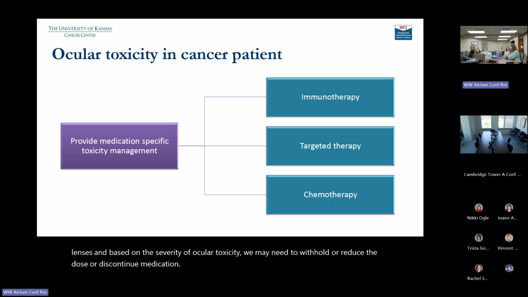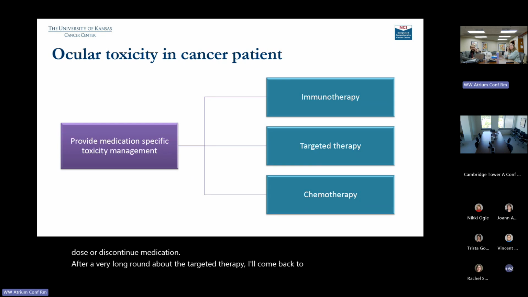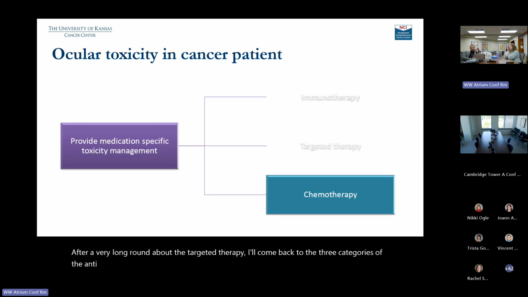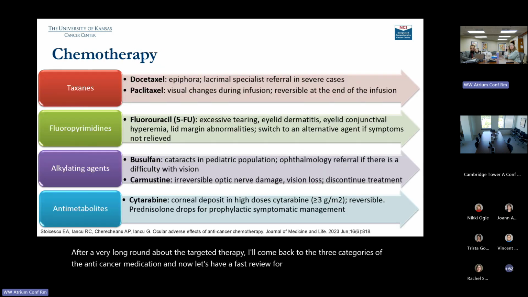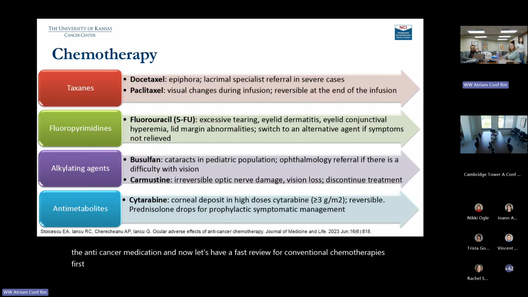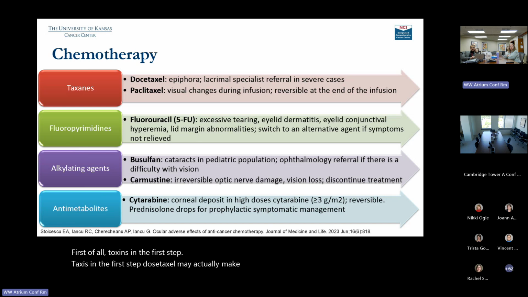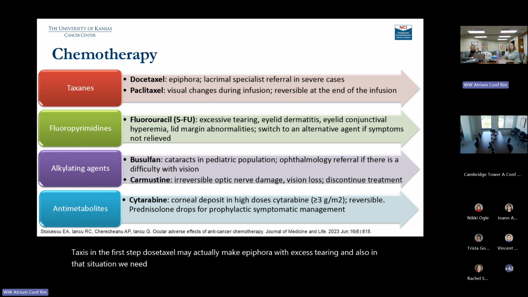After a very long round about the targeted therapy, I will come back to the 3 categories of the anti-cancer medication. And now let's have a fast review of conventional chemotherapies. First of all, taxanes. Docetaxel may actually cause epiphora with excess tearing, and in that situation, we need to refer patients to lacrimal specialists.